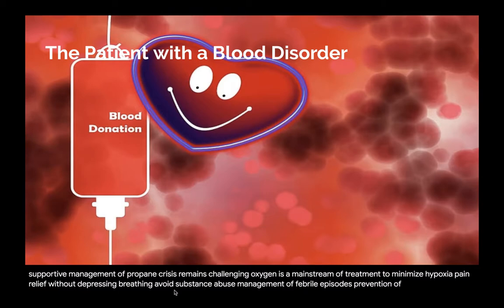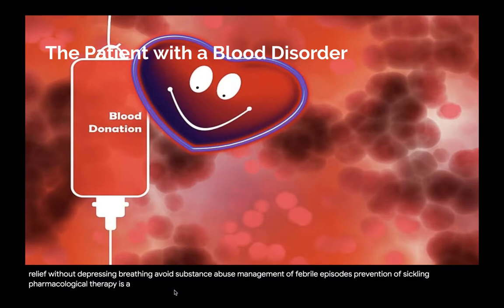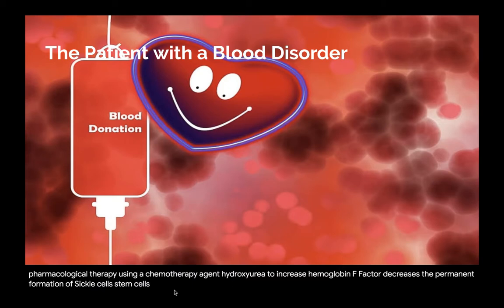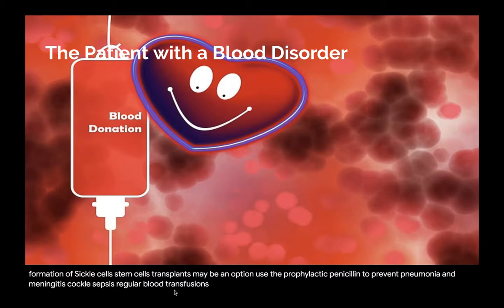Prevention of sickling. Pharmacological therapy using a chemotherapy agent, hydroxyurea, to increase hemoglobin F decreases the permanent formation of sickle cells. Stem cell transplants may be an option. Use of prophylactic penicillin to prevent pneumonia and meningococcal sepsis. Regular blood transfusions. And chemotherapy and gene therapy show promise in the future.